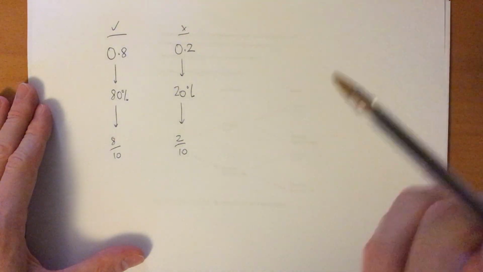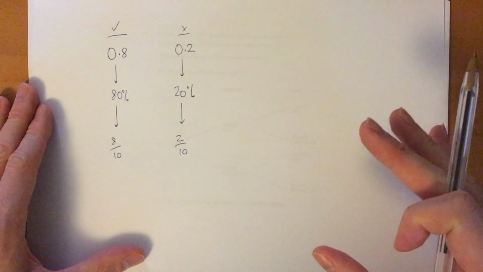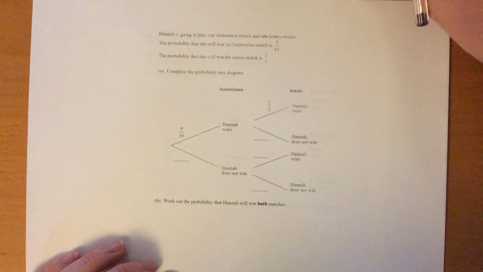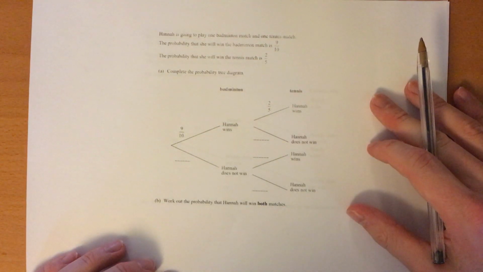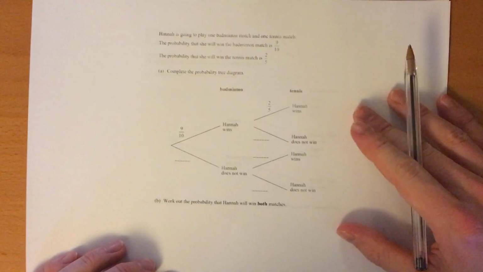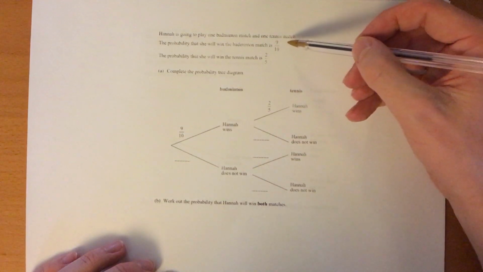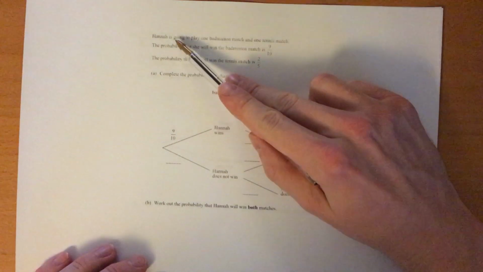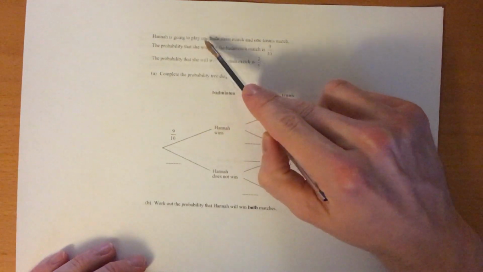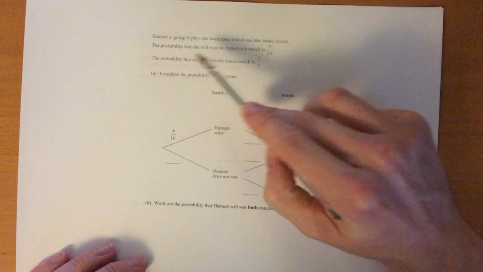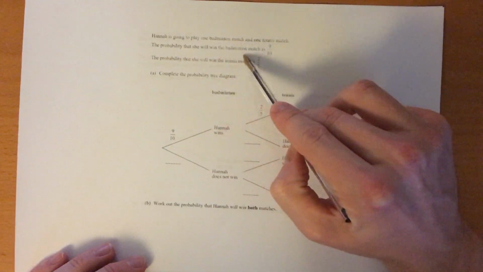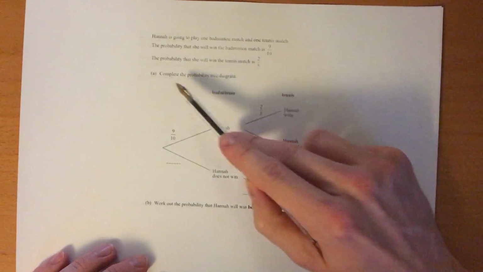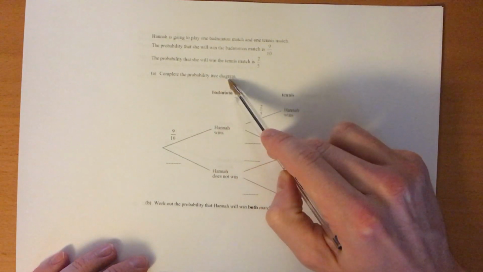Now, I'm going to bring in something that looks quite frightening to begin with, but bear with me. If you can't see it, I've attached this question to your assignment, so you'll be able to look at the question if you can't read it from the PowerPoint here. Okay? So it says here: Hannah is going to play one badminton match and one tennis match. The probability that she will win the badminton match is 9 out of 10. The probability that she'll win the tennis match is 2 out of 5. Complete the probability tree diagram.